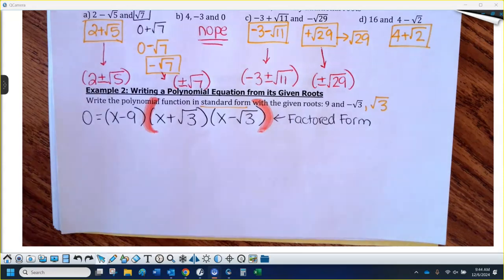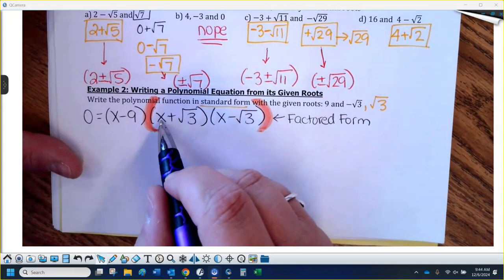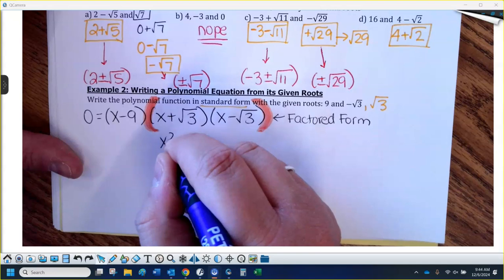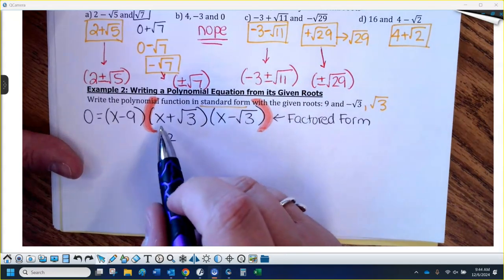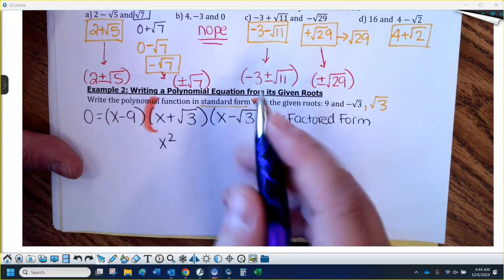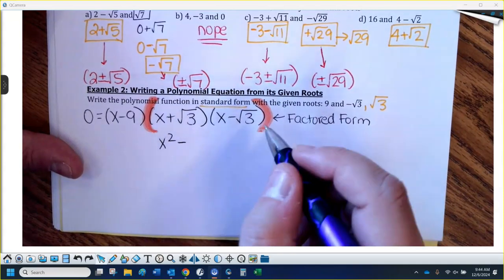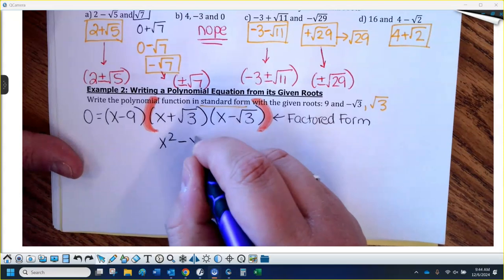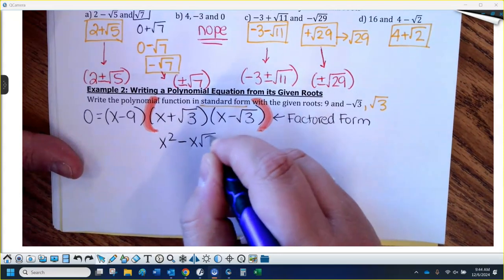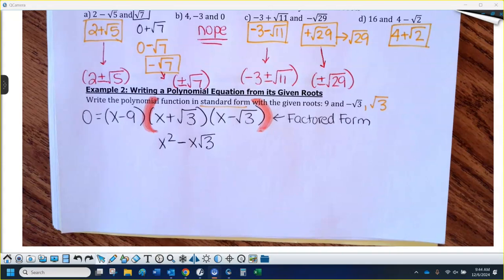So let me just do it real quick, like a little FOIL. x times x would give you x squared. Then I'm going to do x times that negative square root of 3. Typically, if you have a number or a variable times a square root, you put the number or variable in front of the square root, so that we don't confuse it and think it's underneath the square root. So that would be x minus radical 3. You can always multiply. We can only add or subtract if we have like radicals, though.